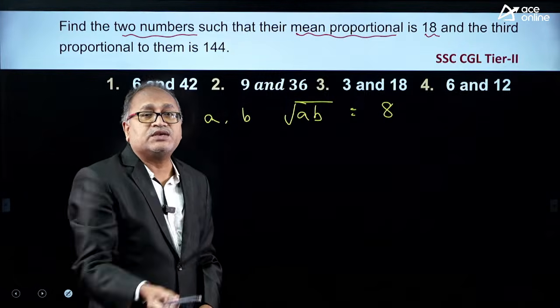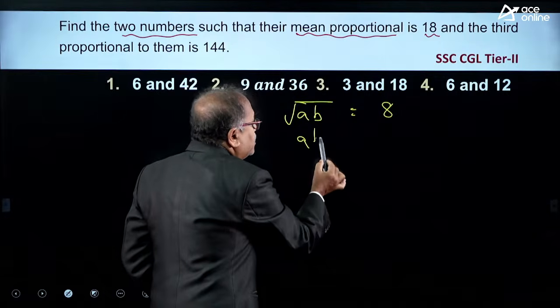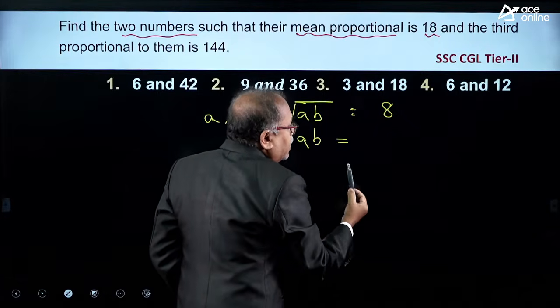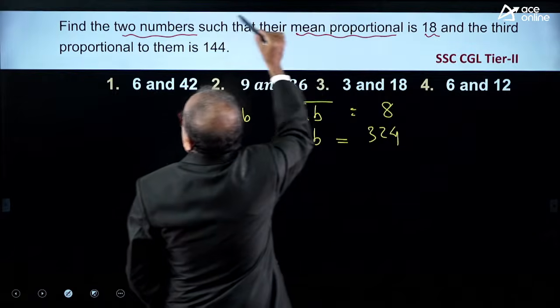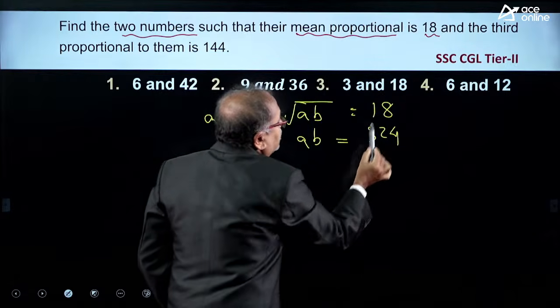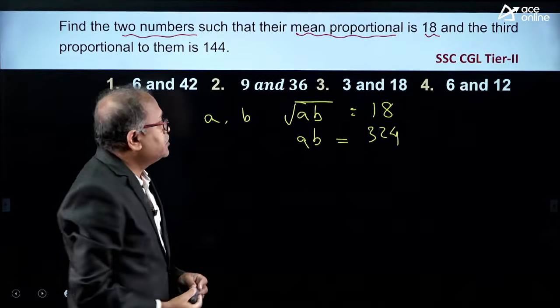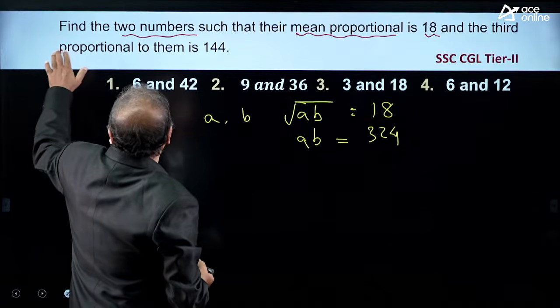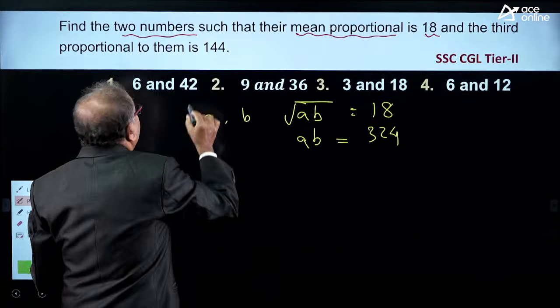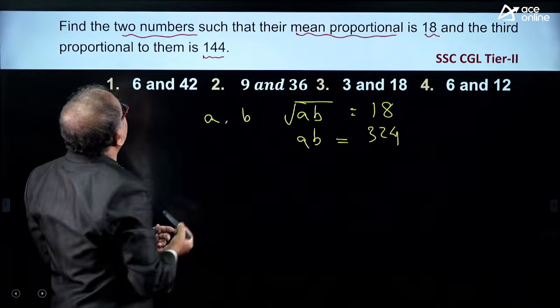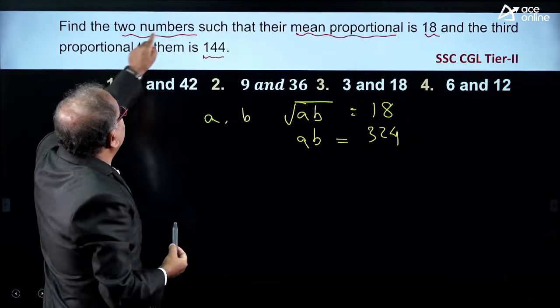Squaring both the sides, I am getting AB is equal to 18 square, which is 324. Is it 18? Yes, 18, not 8, it's 18. So AB is 324, and the third proportional is 144. Third proportional is 144. So find the two numbers.